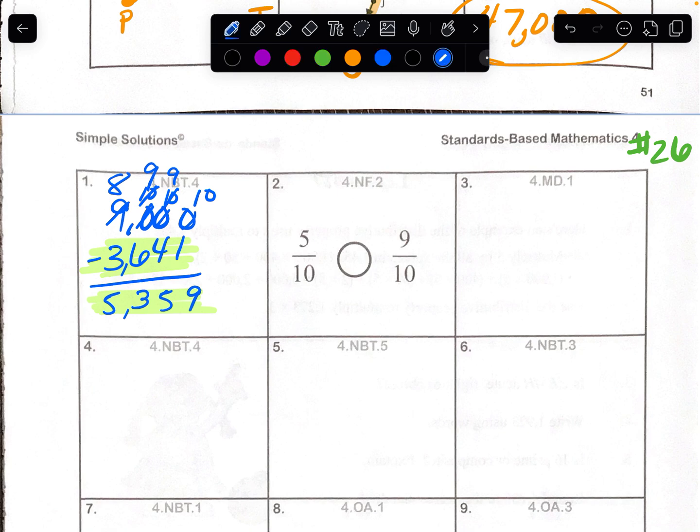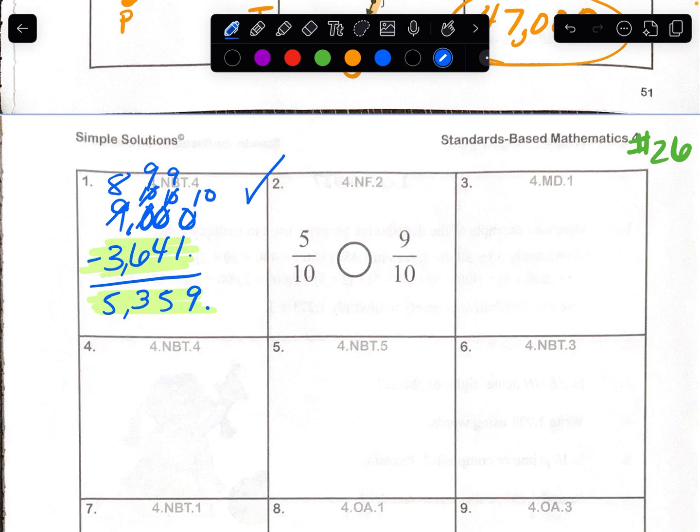As always, we know that if we add these two together, the difference and the subtrahend, you should get 9,000 as the minuend, and that's guaranteed 100% correct. All right, so give yourself a check.